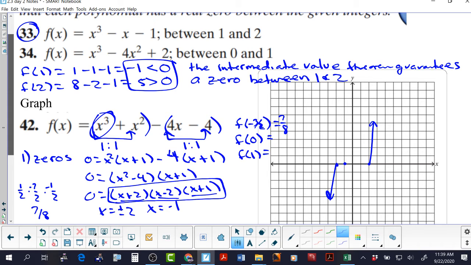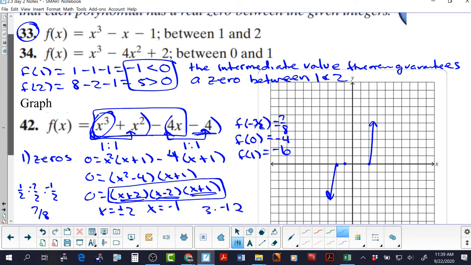When we plug 0 in, I like plugging 0 in here because it's just negative 4. And then 1, doesn't really matter which one we plug it into. 1 plus 2 is 3. 1 minus 2 is negative 1. 1 plus 1 is 2, negative 6.